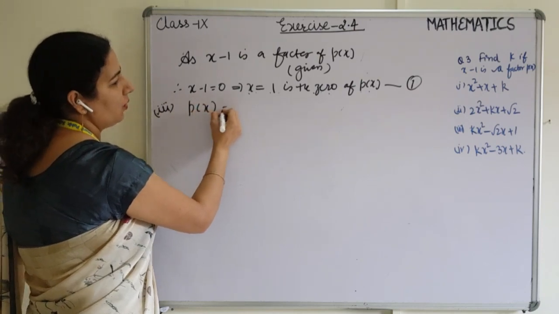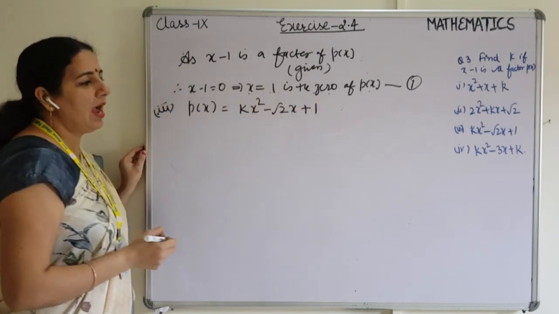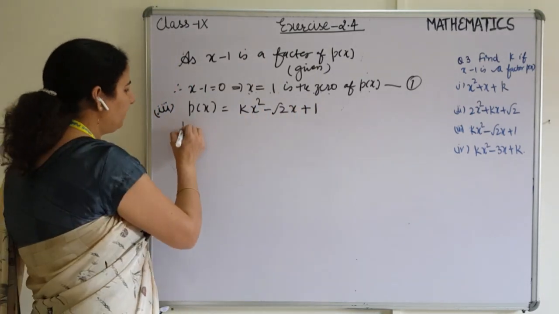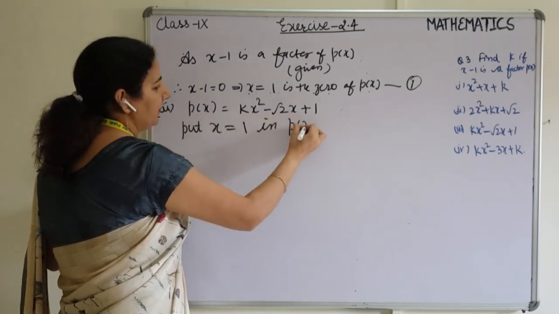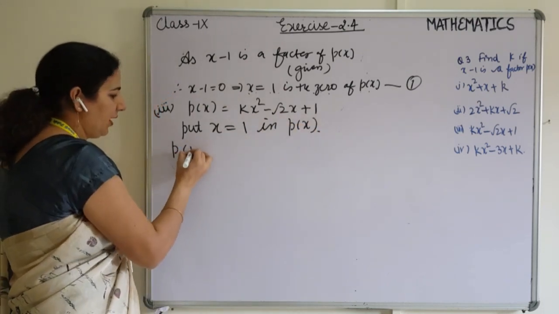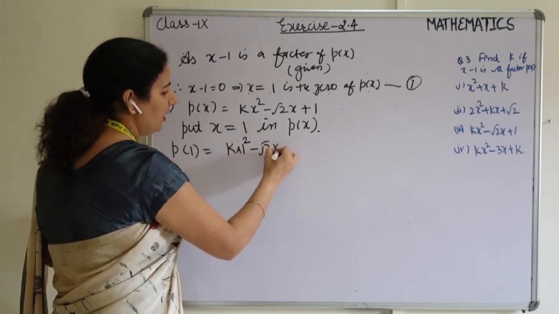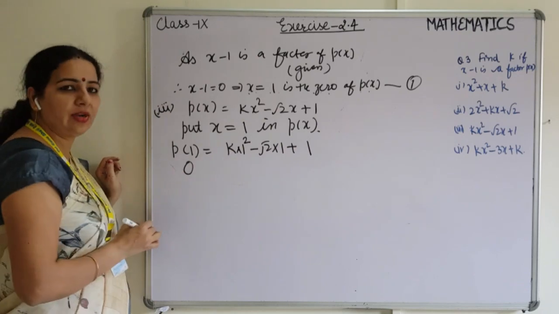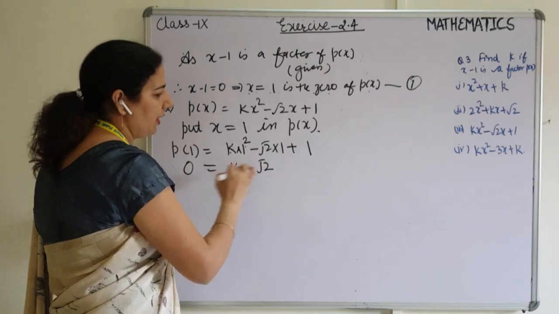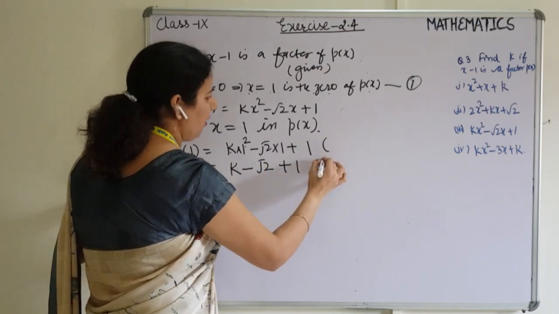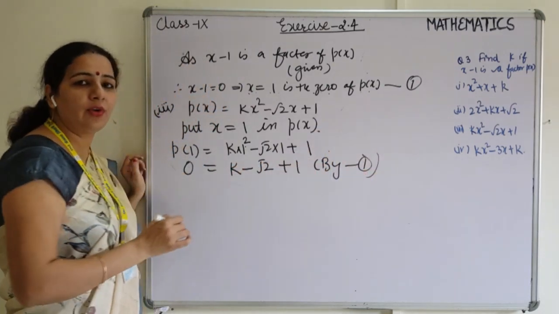Now part number 3, they have given another polynomial, px is equal to kx square minus under root 2 x plus 1. Again they have given one irrational number. So how will we solve? Put x is equal to 1 in px. Then it will become p1 is equal to k into 1 square minus under root 2 into 1 plus 1. This is equal to 0. k into 1 is k, under root 2 into 1 is under root 2, plus 1. And how have I written 0? By using 1.